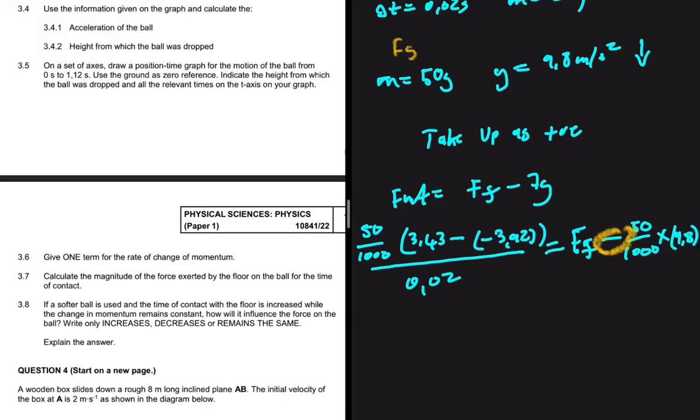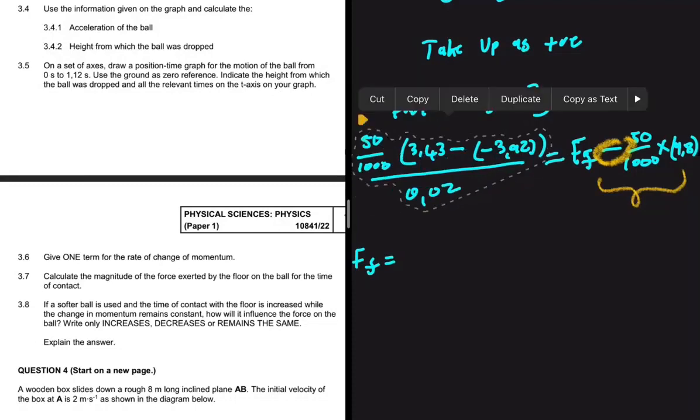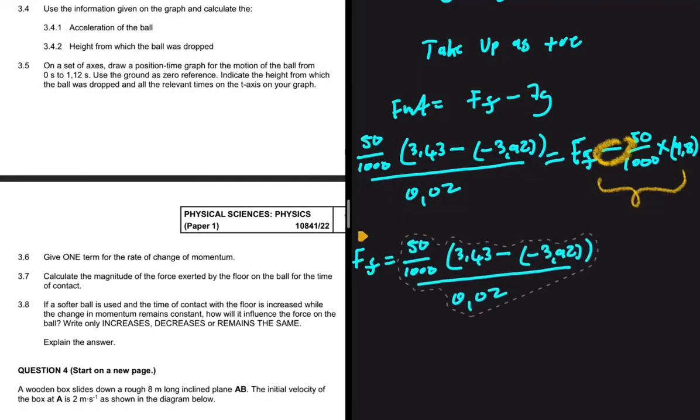And now what you are left with is taking this term to the left hand side. And if we do that, we're going to get the force exerted by the floor being equal to, and now let's just drag and drop for the sake of time. So we duplicate that, and then we're going to have plus 50 divided by 1000 multiplied by 9.8. And that should give us 18.865 newtons.